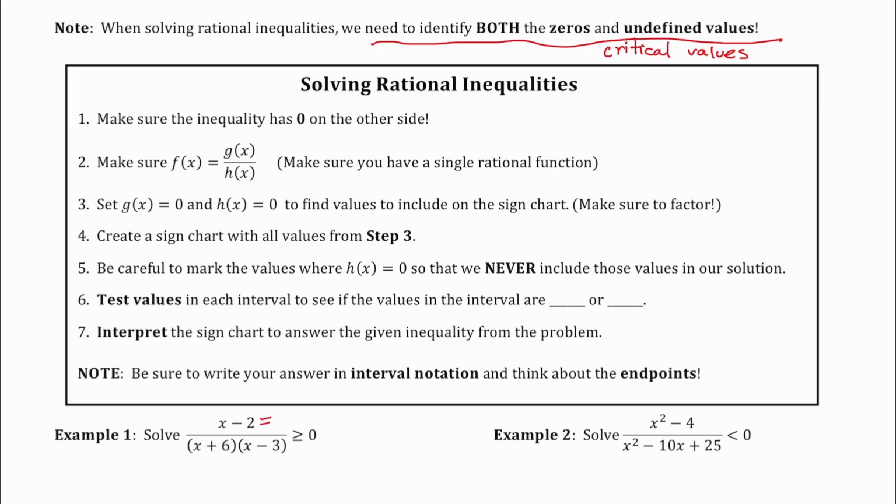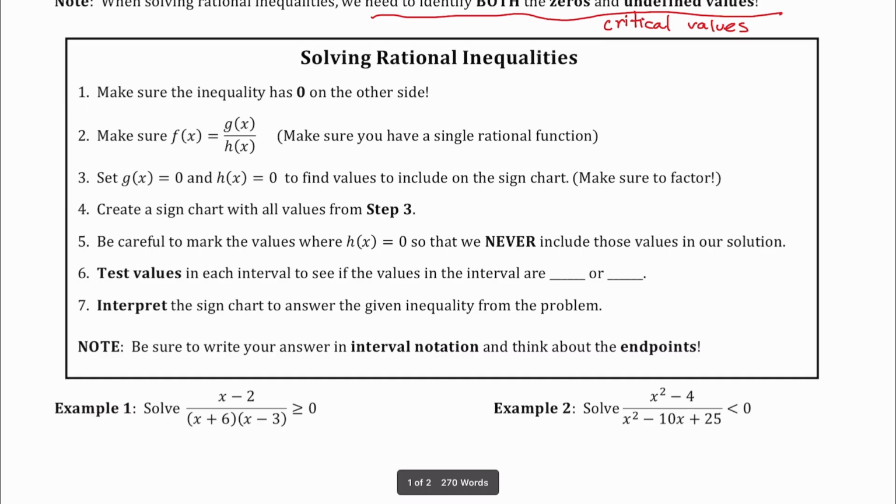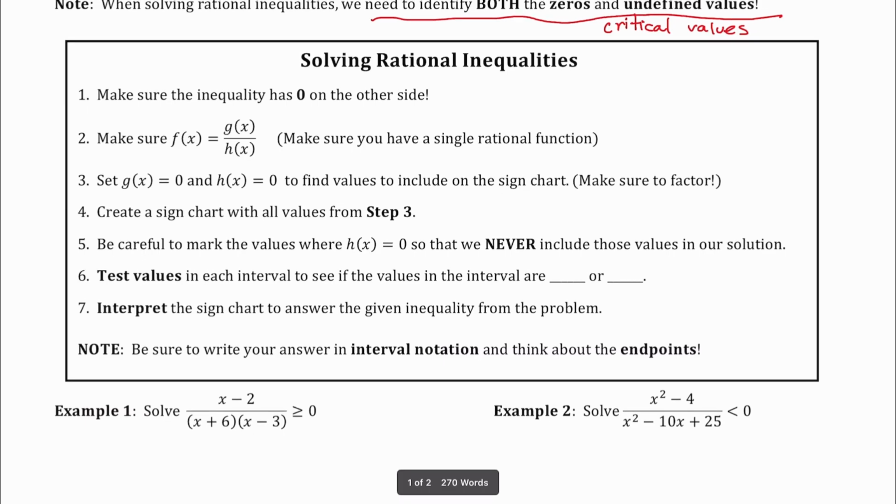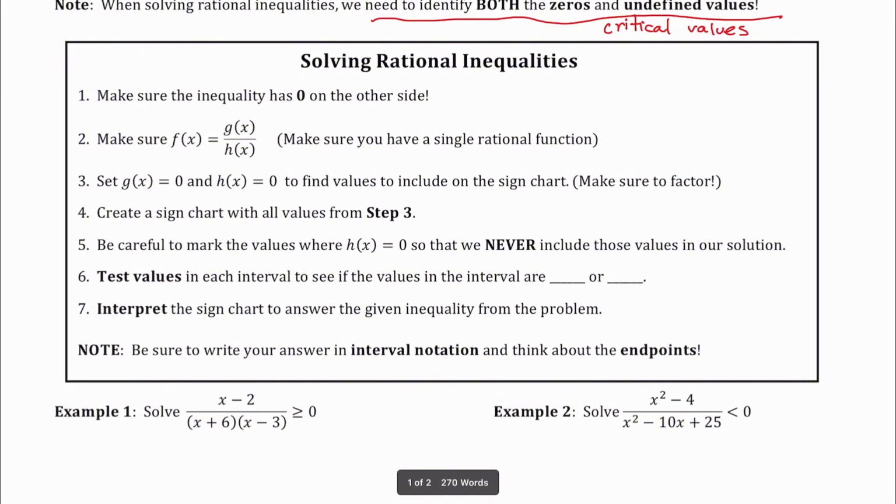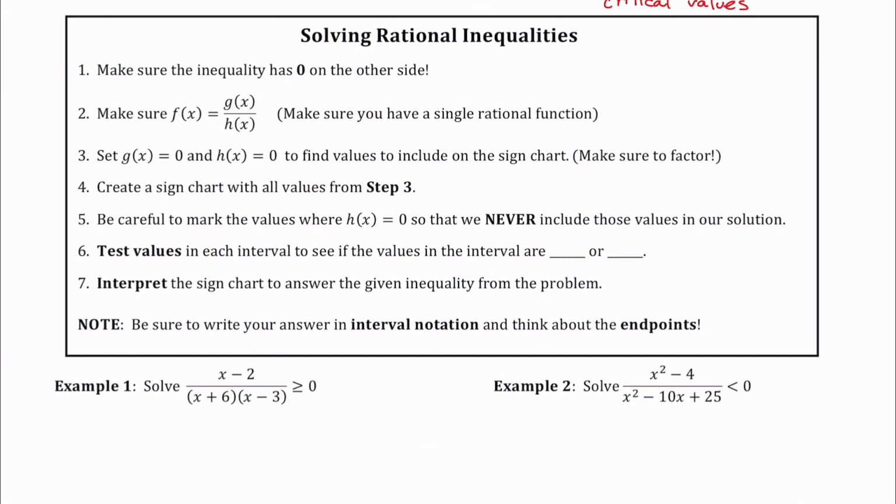But then we also need to note how one of them could be a vertical asymptote, which means that it doesn't reach that number. So solving these rational inequalities, we're basically given the intervals where it would be greater than or equal to 0 or less than 0, whatever the inequality says. We need to make sure the numerator and the denominator are equal to 0 so that we can solve them. Make sure to factor so you can know the critical values.